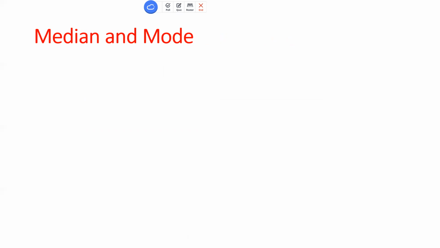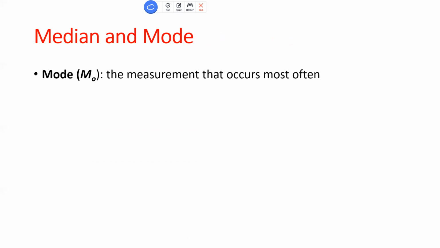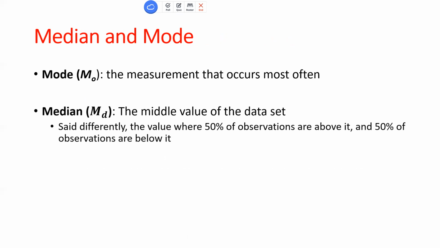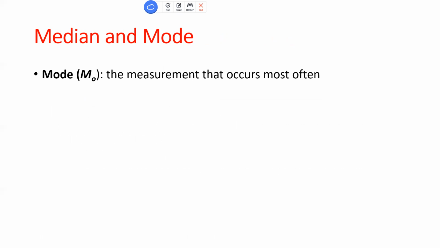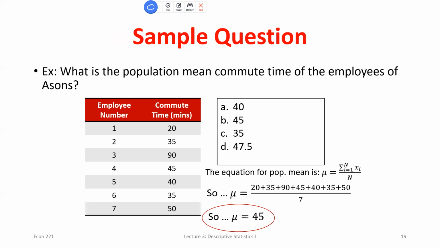I've got the mode and then the median. The mode is very easy, so I'm not going to spend a lot of time on this. I just go through my observations and count up the number of times I see every response. Whichever response is the most frequent, that's the mode. So going through this data set, the most popular commute time, 35, is the only one that happens more than once. My mode would be 35. It's the value that happens the highest number of times in this data set.